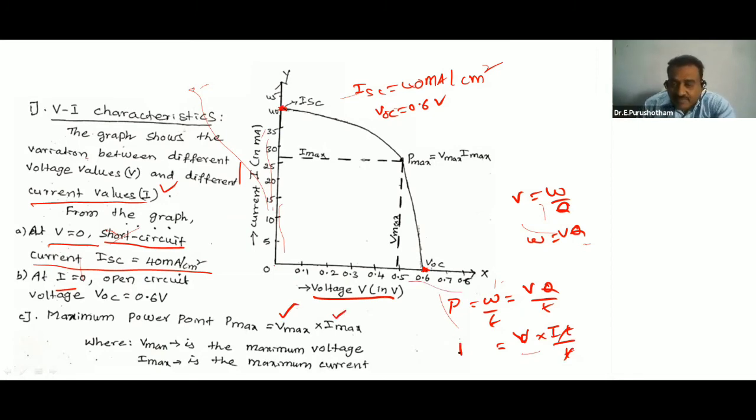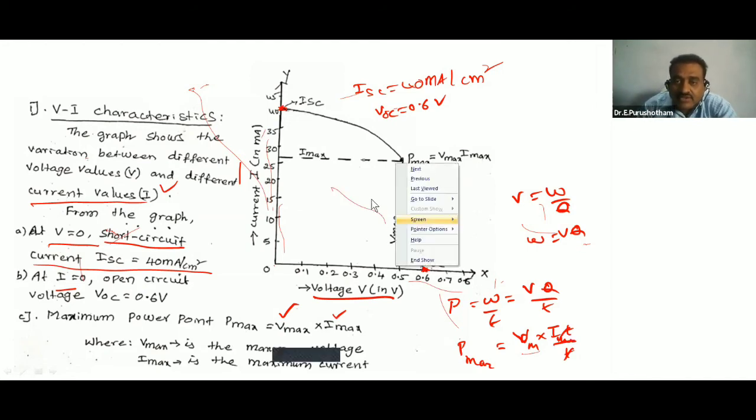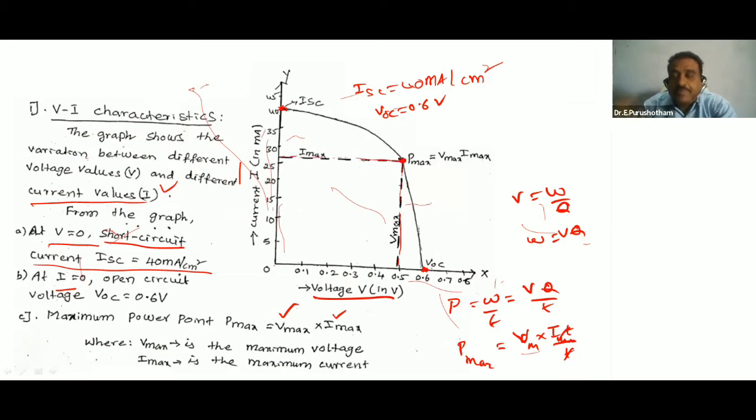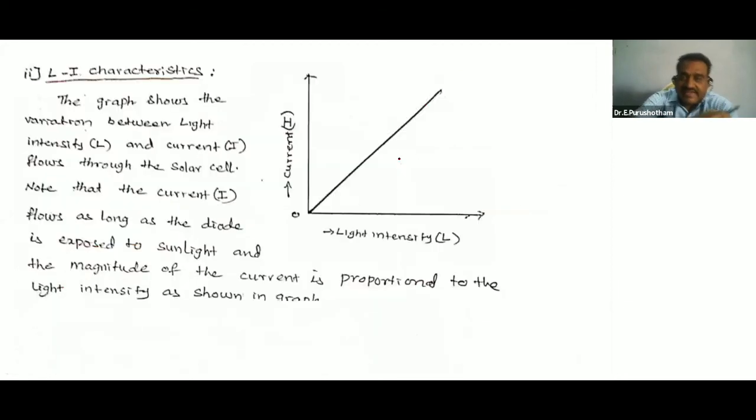So this is a maximum. This is also maximum. This is also maximum. Maximum power point value. So at the V maximum line, you can see I am showing the V maximum value. Here also the I maximum value. This particular point shows P maximum, that is V maximum into I maximum. V maximum is the maximum voltage, I maximum is the maximum current. This is the VI characteristics.